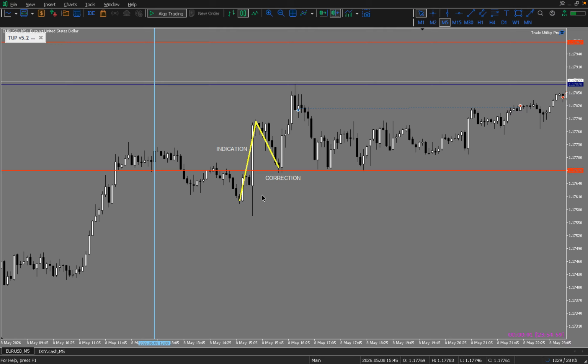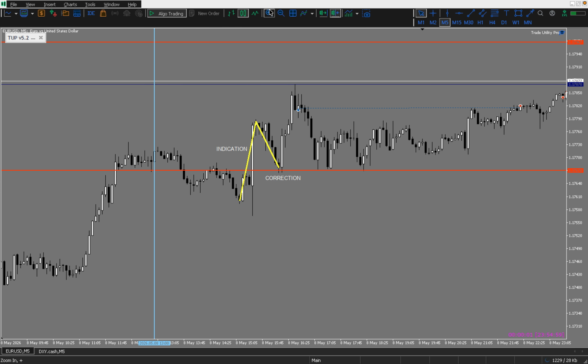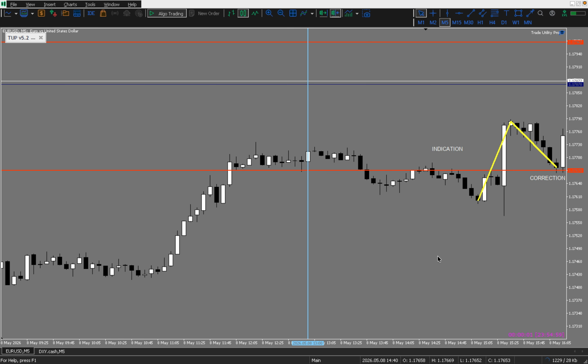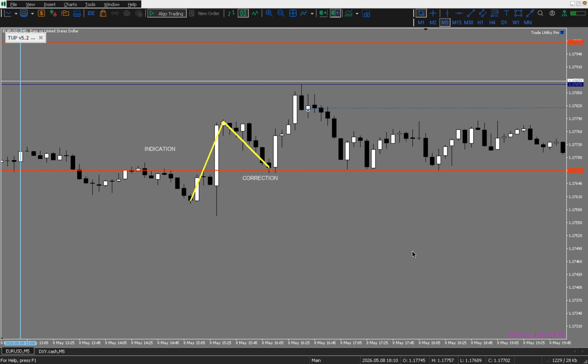The problem is that I didn't flag, or I wasn't able to see this wick. This bullish wick is my point of entry, without a doubt.